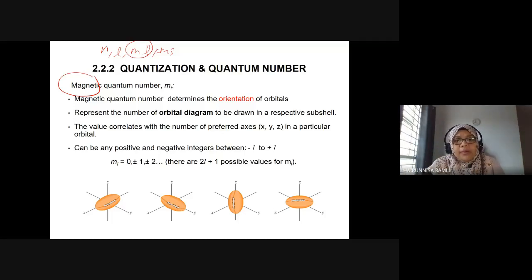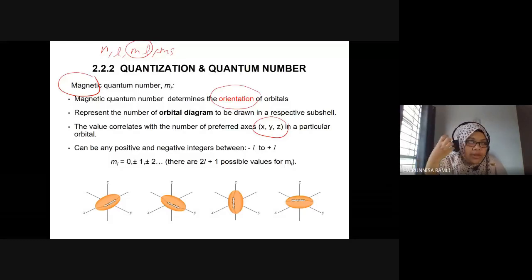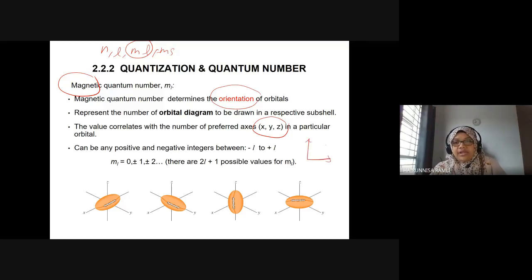So ML ni pula untuk apa? This one is to determine the orientation of the orbitals. Since you dah tahu, okay, L tu you dah tahu bentuk dia macam mana. Now we can know the orientation. So to know the orientation, that's why they come out dengan, sebab you have to imagine lah. So benda ni that's why a bit dry because you tak nampak but you have to imagine that we have dalam bentuk 3D. Okay, so that's why you have axis X, Y, Z. Okay, kita tahu sama ni kita buat graf X dengan Y je kan. Macam ni je. So now you have to remember that you ada lagi satu axis untuk dapatkan 3D. So X, Y, Z lah.